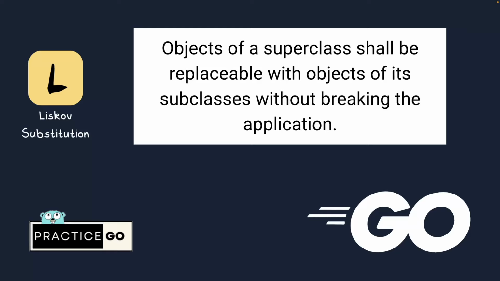Another example is for birds. Suppose we have a bird, and we have two birds like eagle and penguin. So we can say the functionality is expecting all birds can fly, but the penguin can't fly. So in this particular scenario also, you can see it is kind of violating the Liskov substitution.